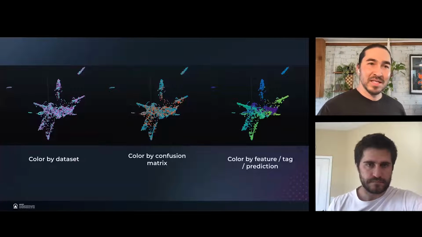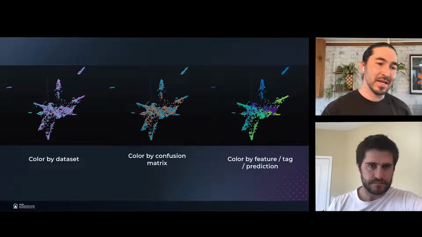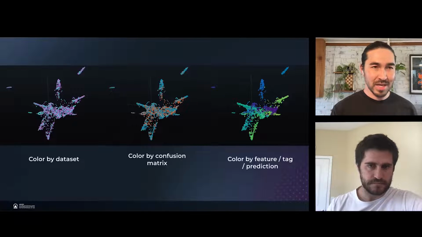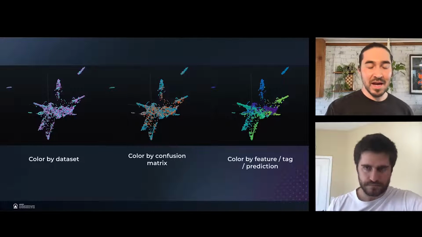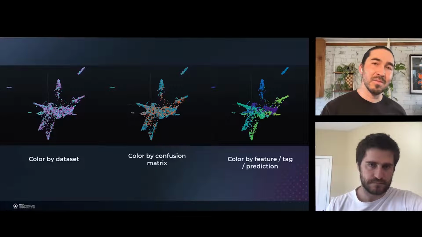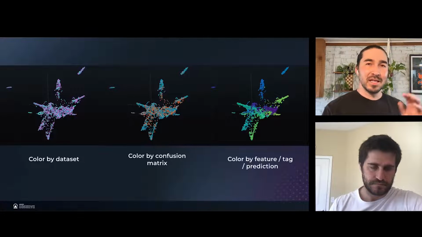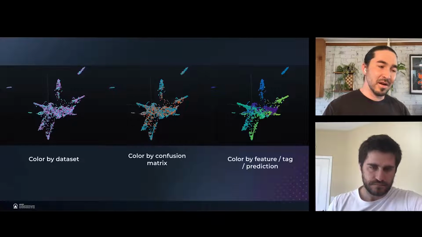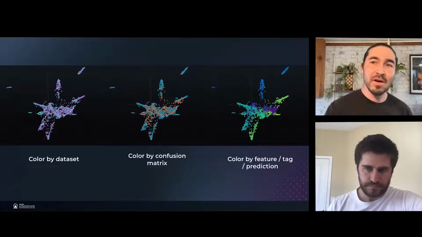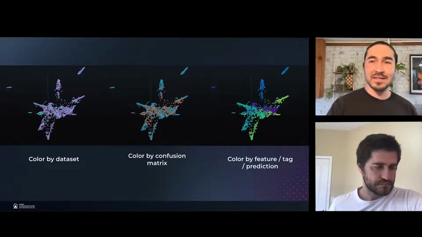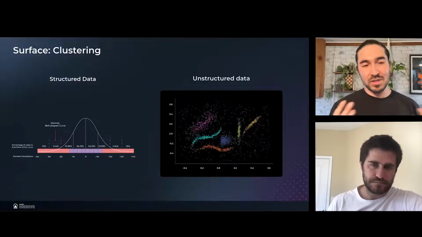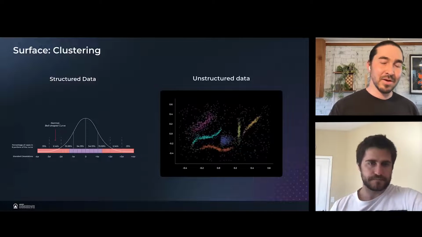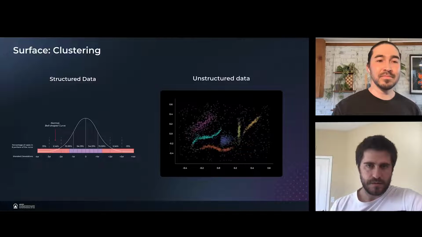Phoenix has built-in color by dataset. This is great for splitting your data into whether it's production or the baseline dataset, being able to identify pockets of drift. We also have things like color by correctness or color by confusion metrics, which lets you isolate different areas of correct predictions and incorrect predictions. And we also have things like color by feature or tag or prediction that lets you introspect the insides of your model in a visual way.